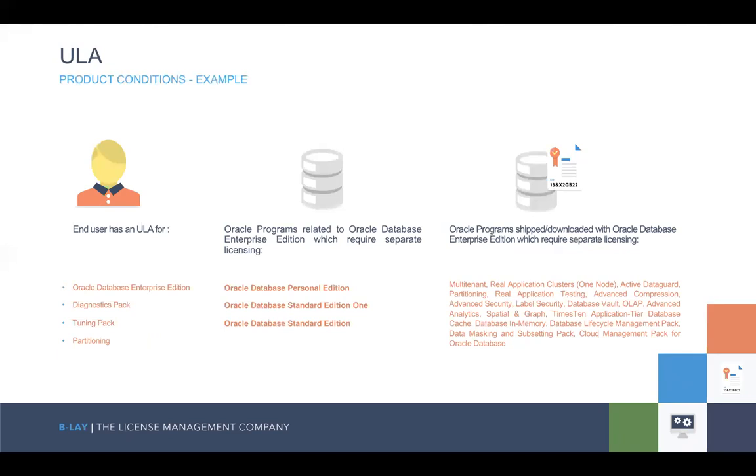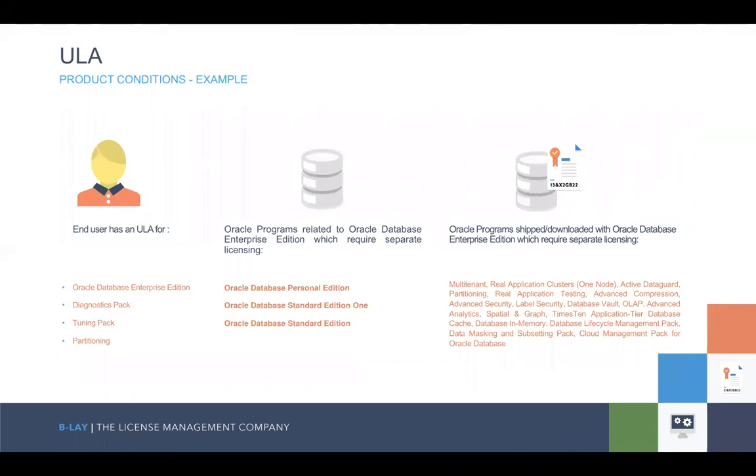So although those databases are technically related to the Enterprise Edition database, if your contract doesn't specify that you're allowed to make use of those lower database editions, by definition, you're not allowed to make use of them. And as such, you always need to make sure that you have specific language in your contract that says that if you have an Enterprise Edition database as part of your ULA, you're also allowed to make use of the lower database editions.